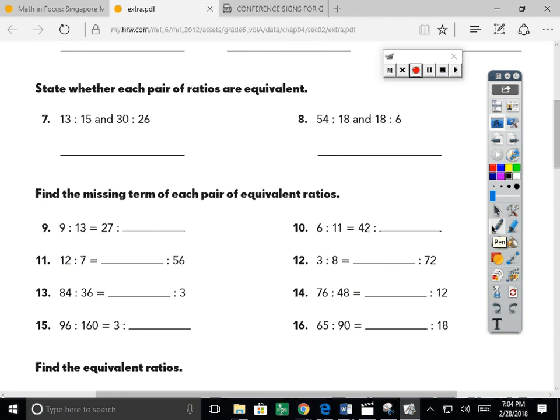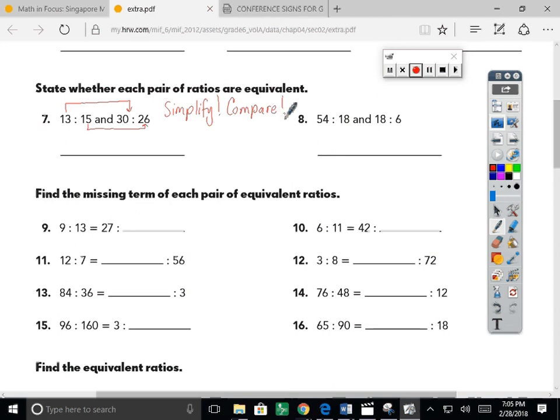So for number 7, I want you to notice that these ratios, well, they look like they might have some friendly numbers happening. One thing I could consider is if there's a rule to go from 13 to 30 and the same rule to go from 15 to 26. And because I don't see anything like that offhand, here's another hint. Let's try simplifying. And after we're done simplifying, let's compare.